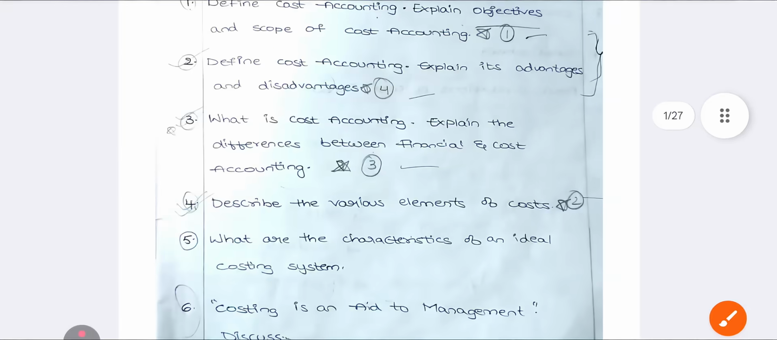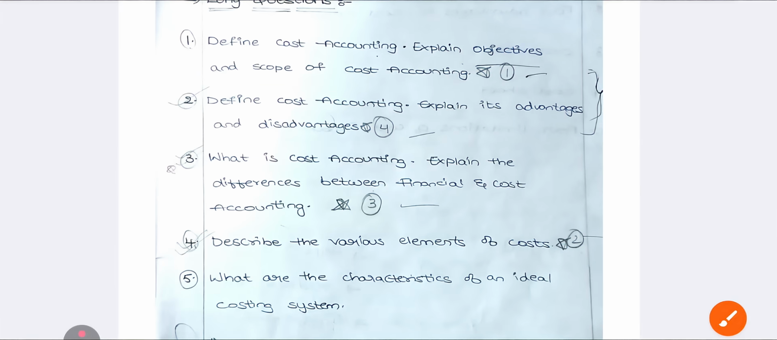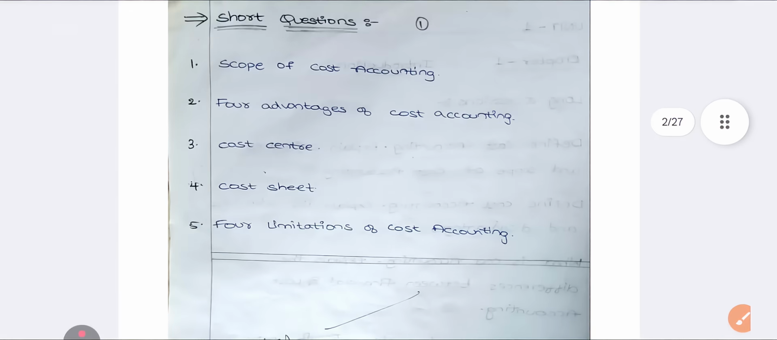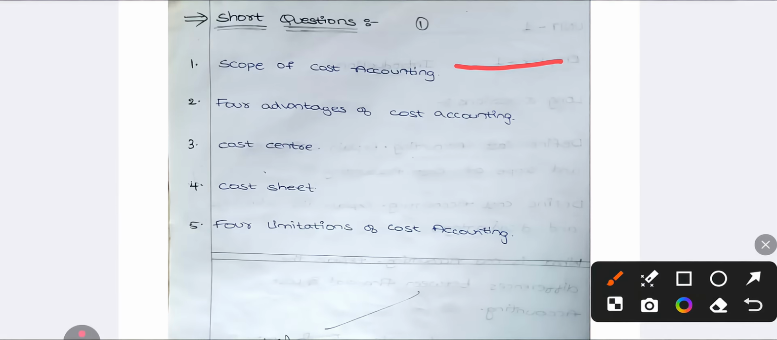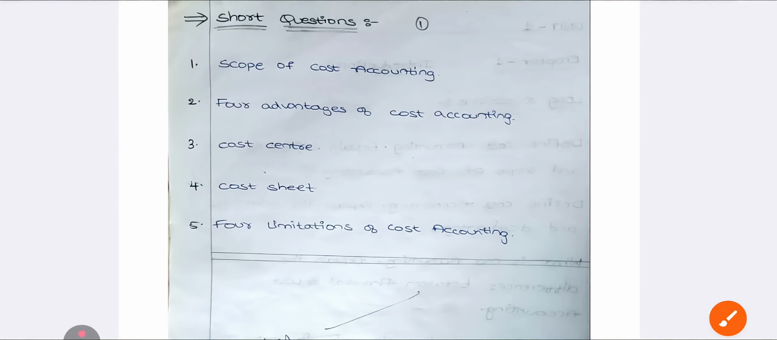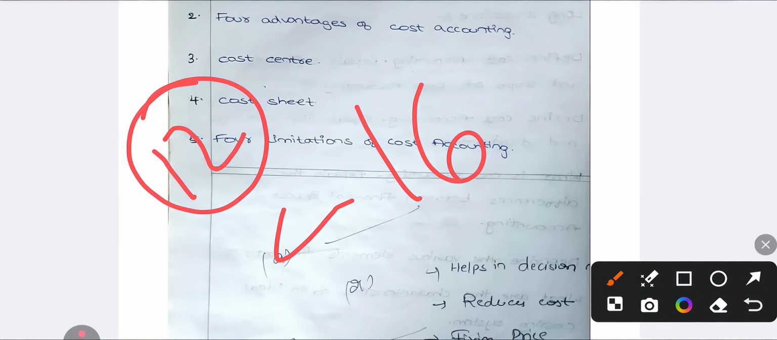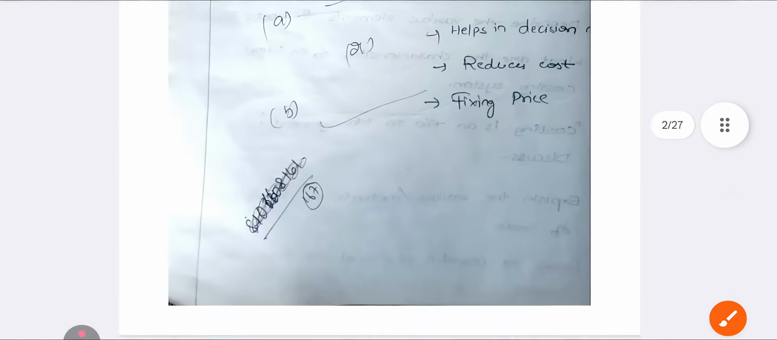According to my perspective, for the students who are going to learn about cost accounting, this will be enough to attempt a long question as well as a short question from unit number 1. So these are the short important questions: scope of cost accounting, advantages of cost accounting, cost center, cost sheet and limitations of cost accounting. These short questions will be covered in the long answer as well. So just prepare those 3 questions, and you will get 16 marks weightage, because 12 marks is a compulsory long question and 4 marks is a compulsory short question. So okay, 16 marks weightage.